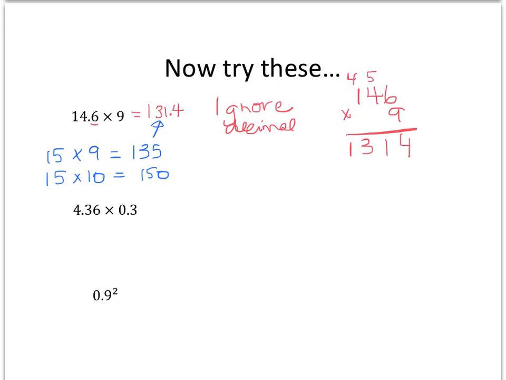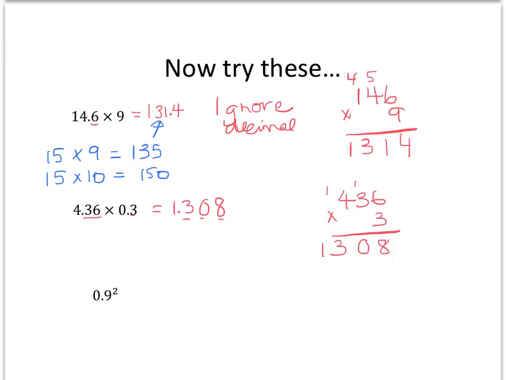Okay, example number 2. I've got 4.36 times 0.3. Again, I'm just going to ignore all those decimals and make this 436 times 3. Quickly do the multiplication, and I get the digits 1308. Now I need to work out where the decimal goes. In my question I have 1, 2, 3 decimal places, so I need 1, 2, 3 decimal places in the answer. So my decimal is going to go there, 1.308.